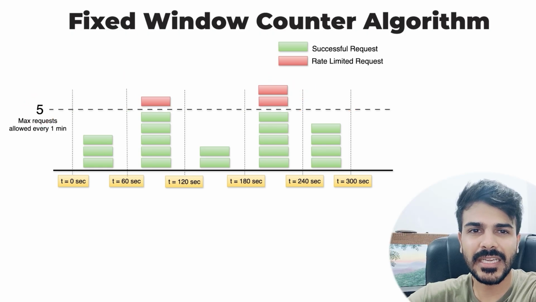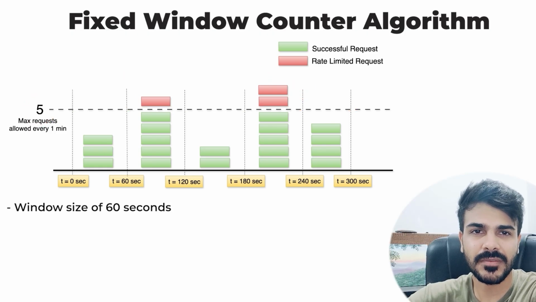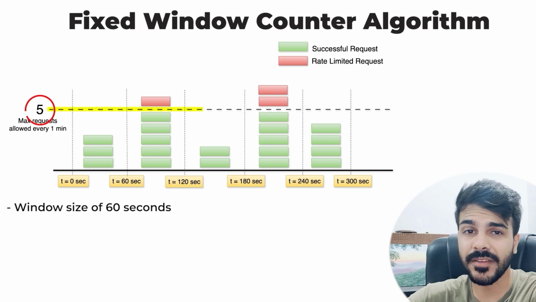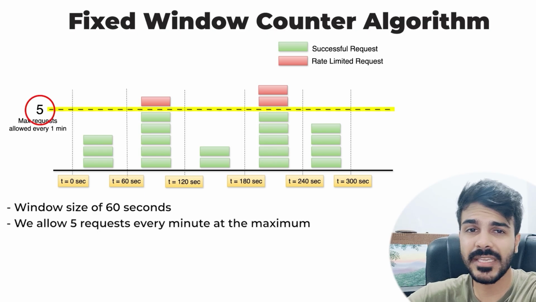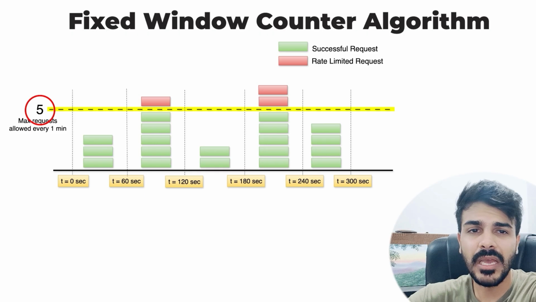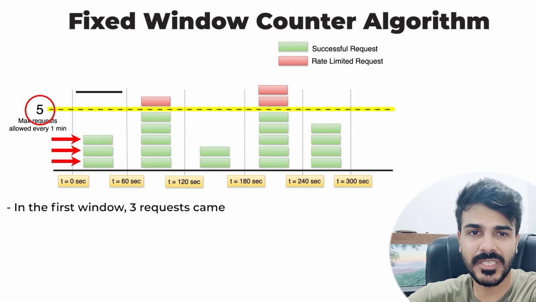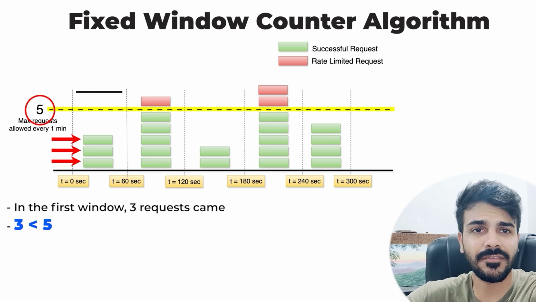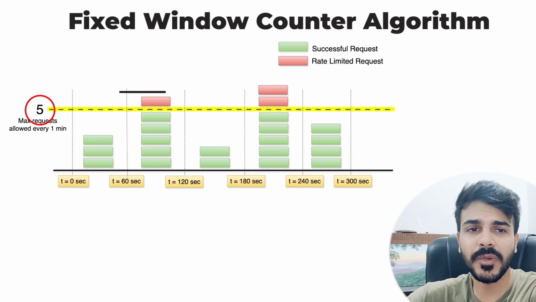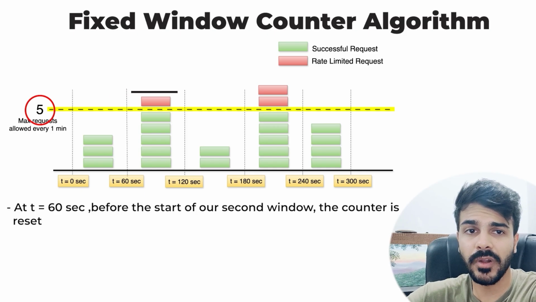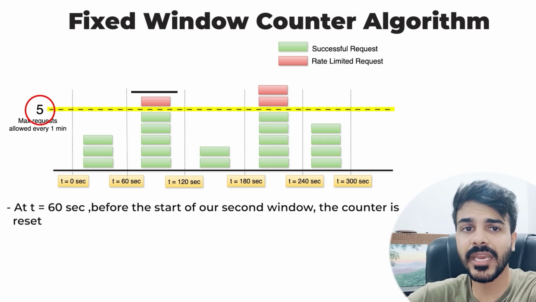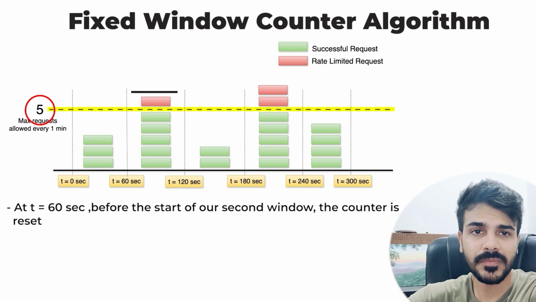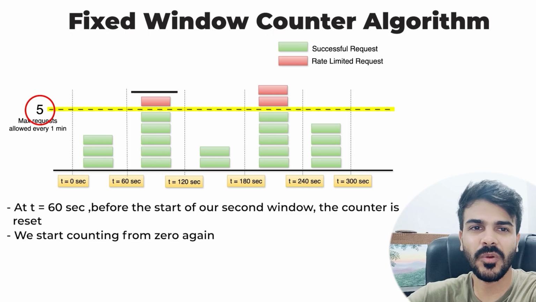In the diagram, you can see that we have a window size of 60 seconds. Also, our limit is 5, so we allow 5 requests every minute at the maximum. Now in the first window, 3 requests came. So all of these 3 were allowed because these 3 were within our 5 requests limit, because 3 is less than 5. We move to our next window. Now, one thing to note is at 60 seconds, as I already mentioned, before the start of our second window, the counter is reset. So we start counting from 0 again.